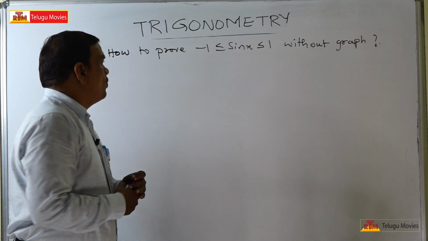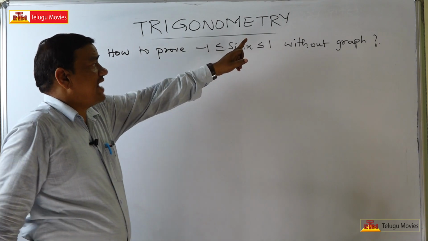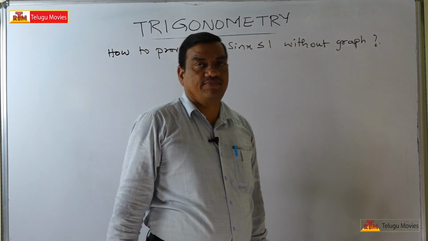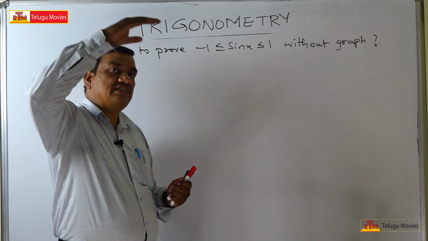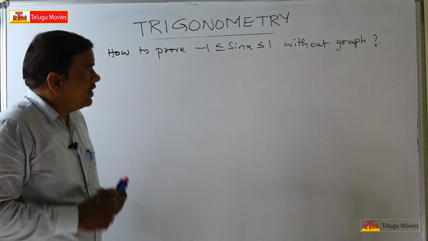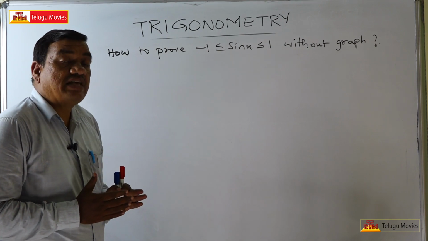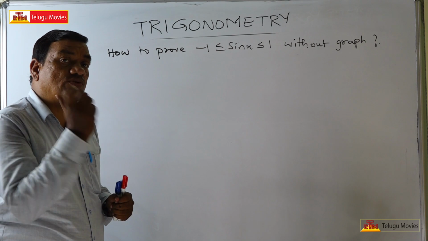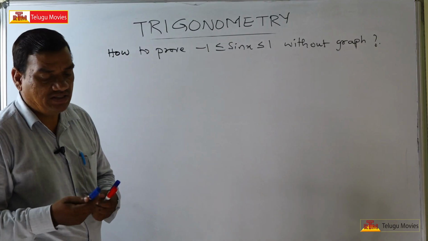Dear students, now we are going to see how to prove that the maximum value of sin x is 1 and the minimum value is minus 1 without a graph. By drawing the graph, everybody can say that the maximum value is 1 and the minimum value is minus 1. Now I am going to prove that the range of sin x is minus 1 to 1 without a graph, just by using the fundamental definition of sin theta, that means sin x.